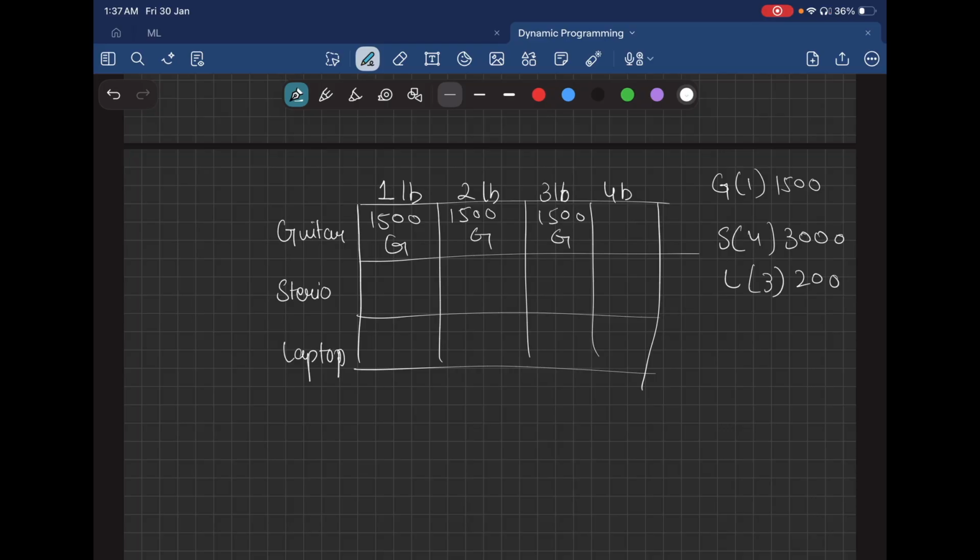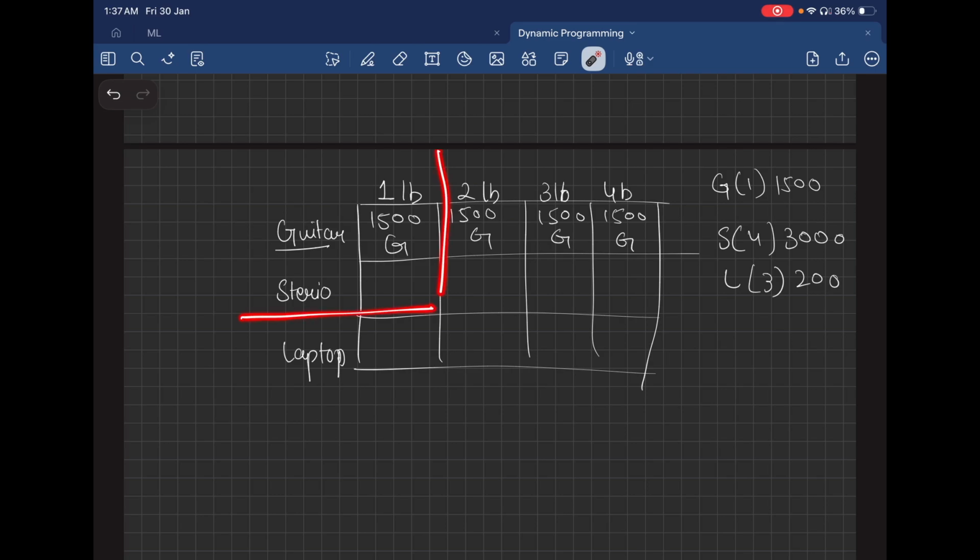Similar with this and similar with this. Okay, since we only have the guitar, we can only fill the spaces with guitars. Now we look at another sub-problem, that is we have the stereo and guitar and only the 1 pound bag.